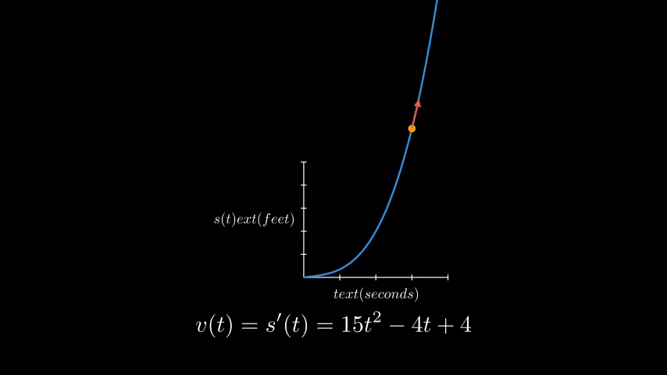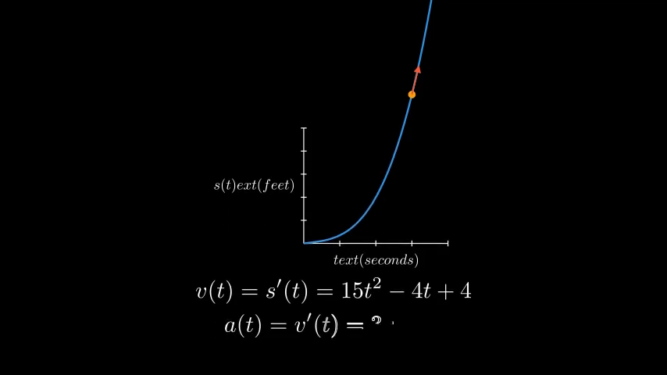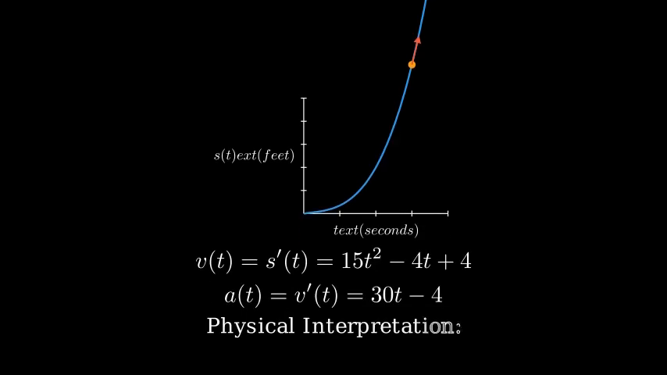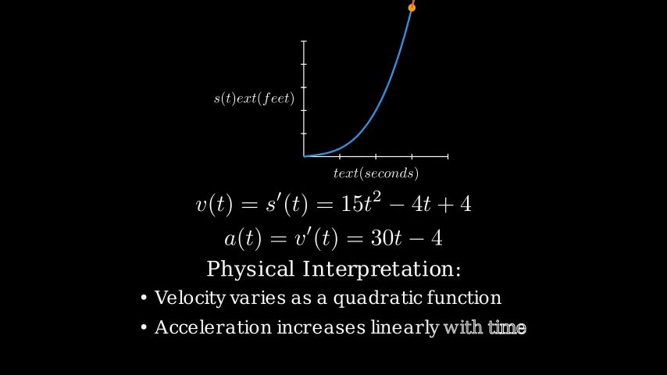v of t equals s prime of t equals 15t squared minus 4t plus 4. For acceleration, we take the derivative of velocity: a of t equals v prime of t equals 30t minus 4. Let's interpret what this means physically. At time t, the particle's velocity is given by 15t squared minus 4t plus 4. Its acceleration is 30t minus 4, which means the acceleration increases linearly with time.